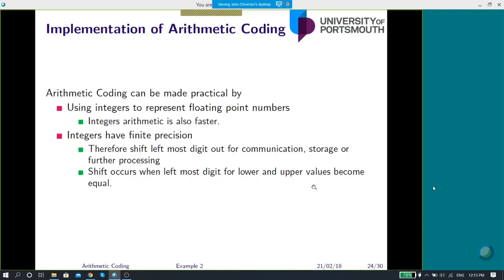It's also faster as well. Integers are good because if we take a subrange of these integers, then once we get to a point where that subrange isn't making any change, we can shift it. We can shift left or right, depending on which way. Shift left, isn't it, on here? And then also, it will be arithmetic on integers as well.